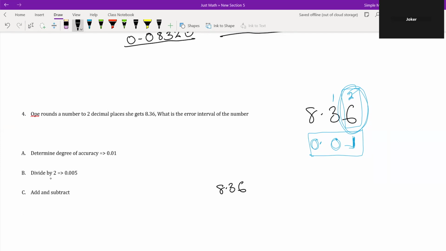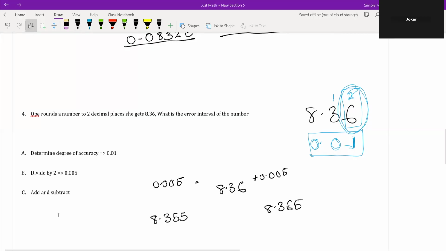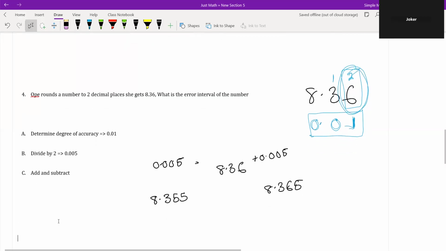8.36 plus 0.005, minus 0.005. So in the end, we're going to get 8.36 minus 0.005, that's going to be 8.355. Then on this side, we're going to have 8.365. Right, so it means our error interval is going to look something like this.